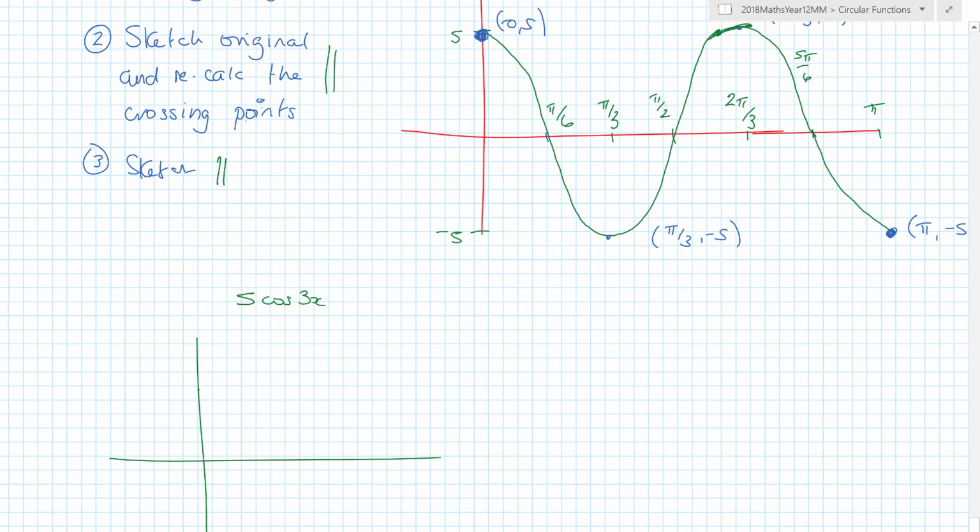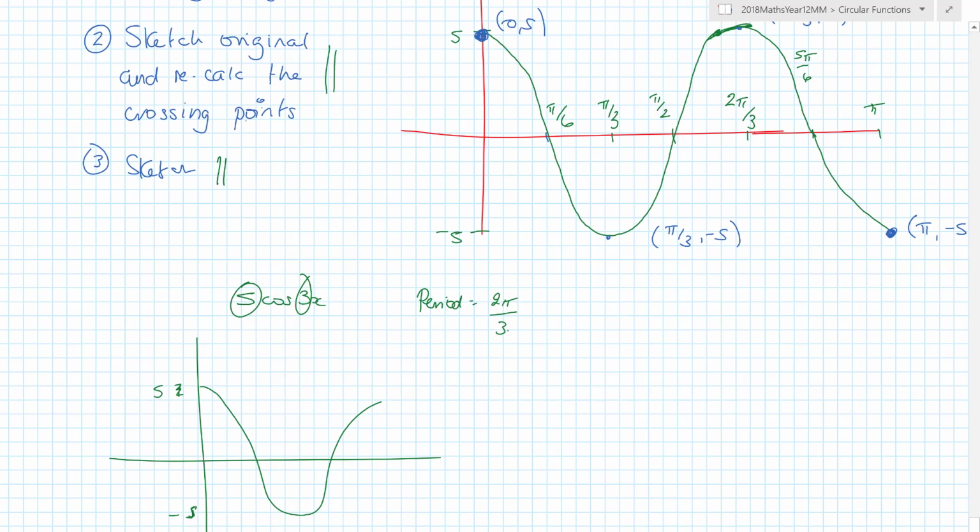My original cosine curve looks like this, with 1 and minus 1. All right. That 5 means I can now change that to 5 and minus 5. Awesome. 3x. Got to rework out the period because the period is going to change. So the period of a standard cosine curve was 2 pi, divided by the value of n is 2 pi on 3.